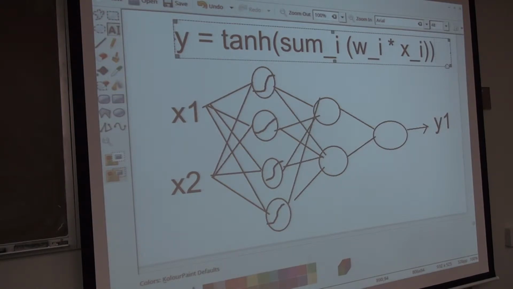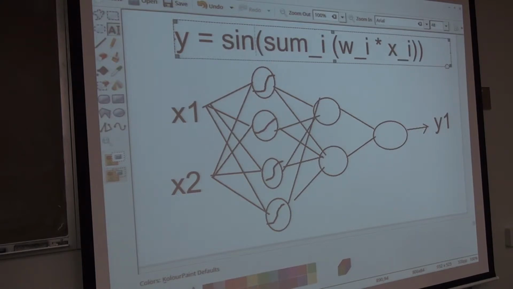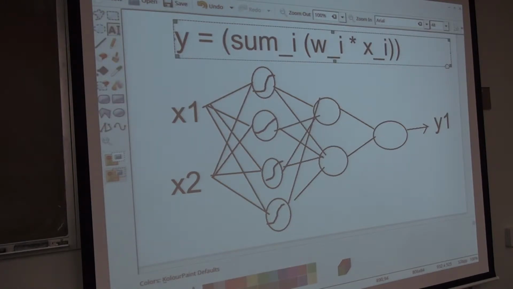Now, it doesn't actually have to be the hyperbolic tangent. People have tried doing sine. And in fact, I have a paper under review right now that uses sine, and it achieves amazing results at time series forecasting. And we've used all kinds of other functions. You just have to use something that's nonlinear. I'm going to go back to tanh because it's probably the most popular function.